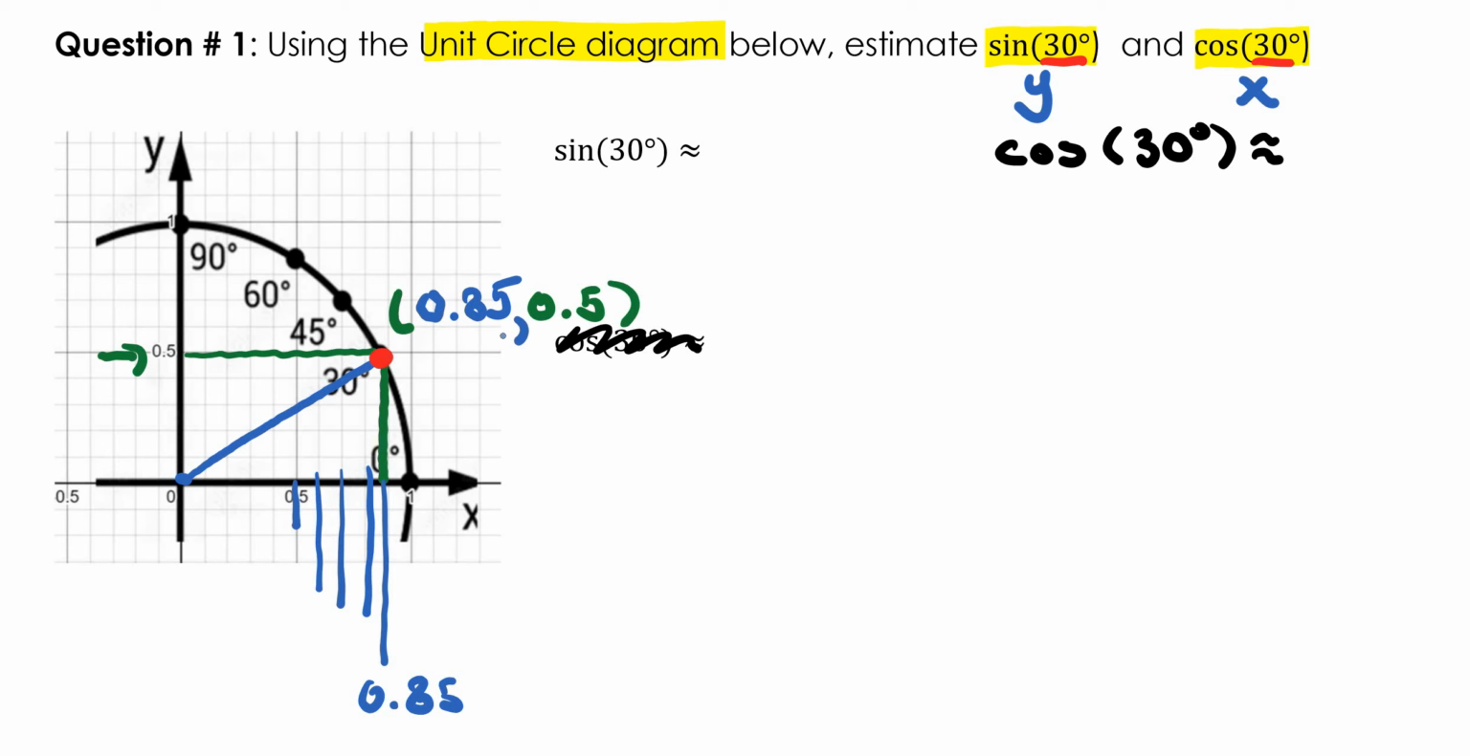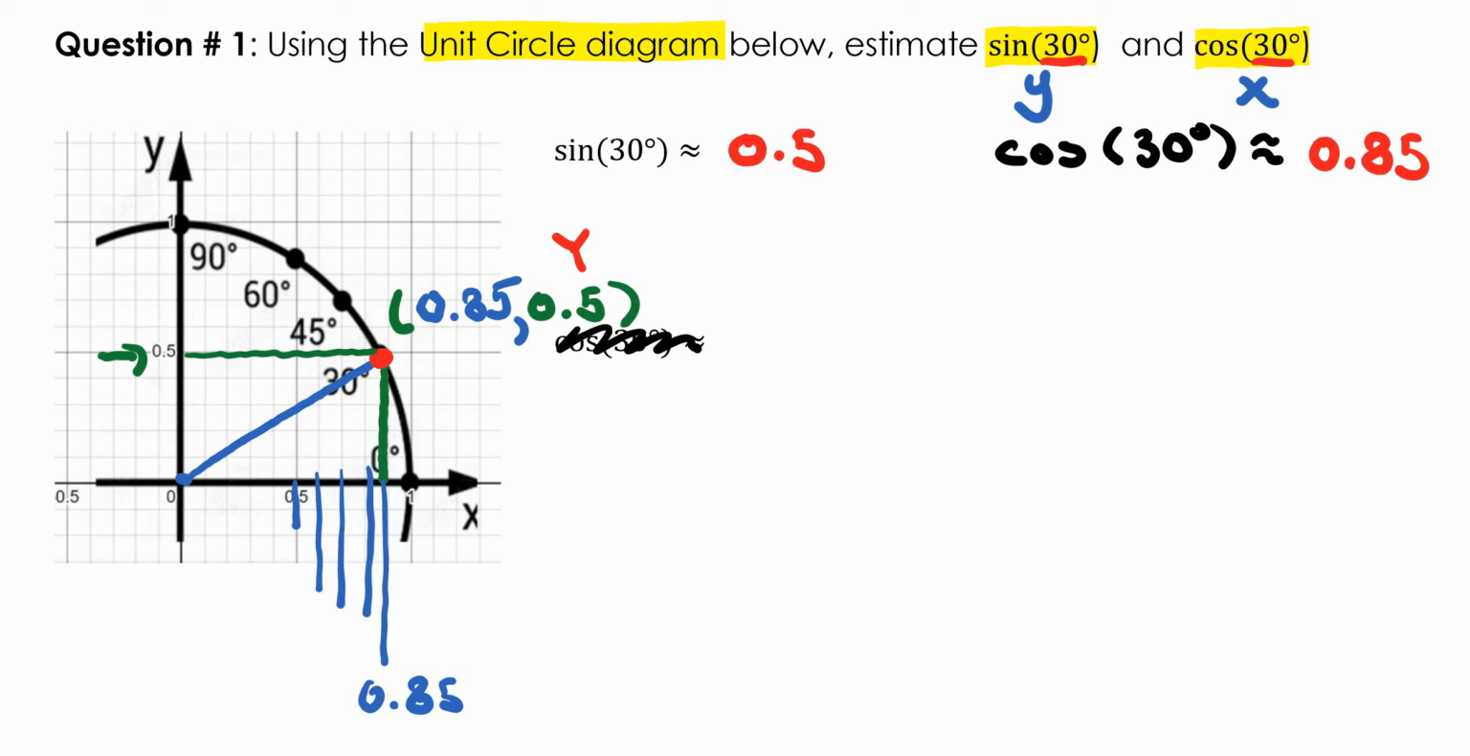Okay, and we also said that the x coordinate was cos theta and the y value was sine theta, right? So sine 30 degrees is roughly 0.5 and cosine of 30 degrees is going to be 0.85. Okay, so that's an approximation of sine 30 degrees and cos 30 degrees using the unit circle.